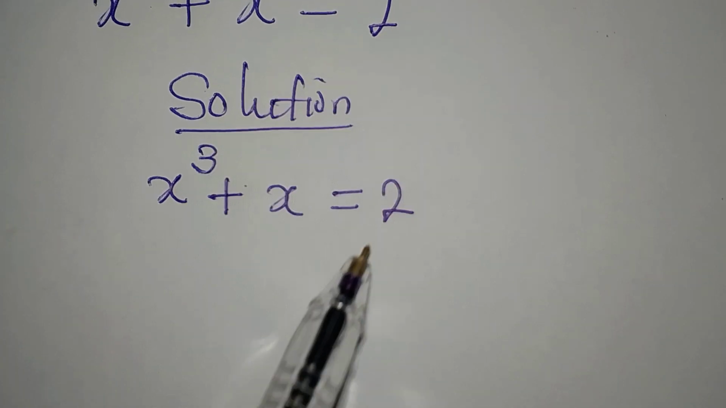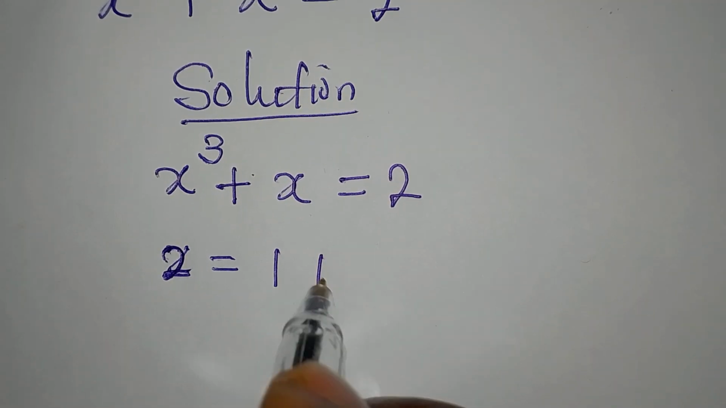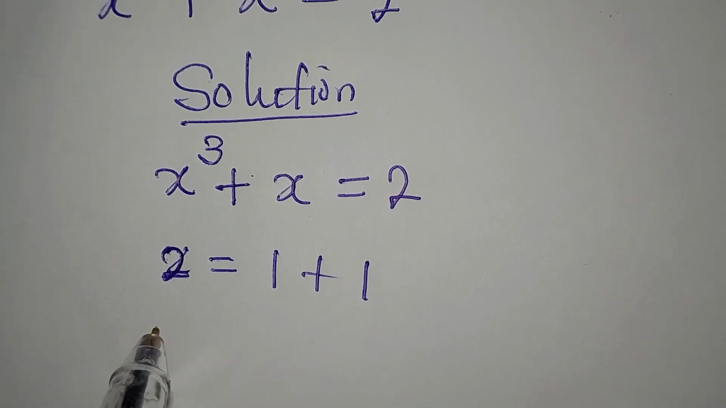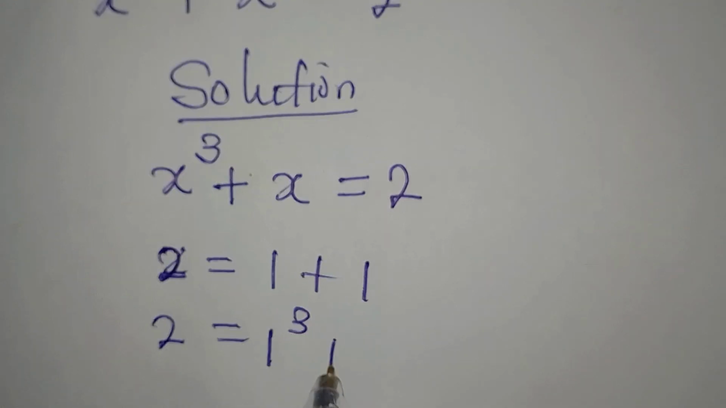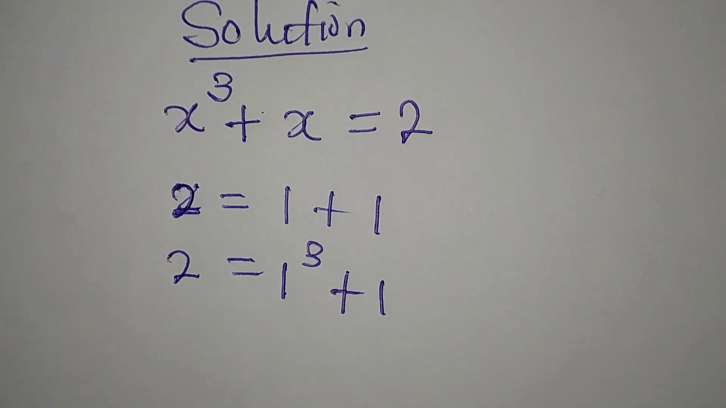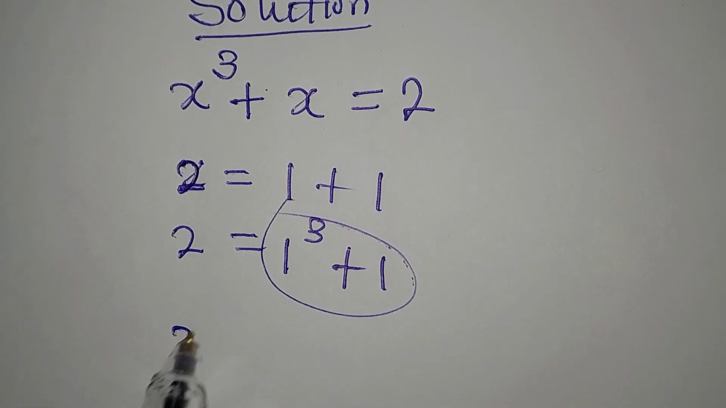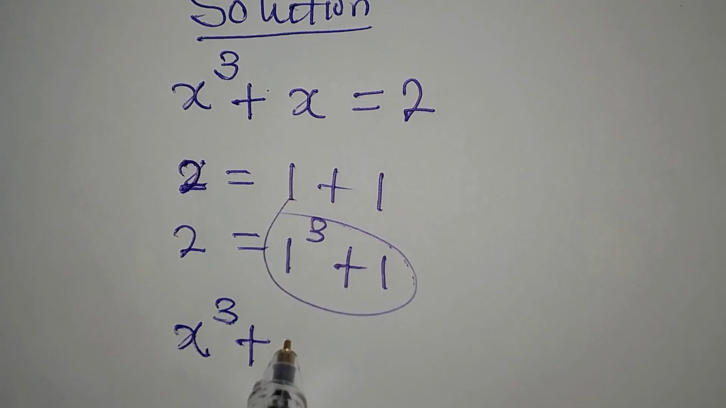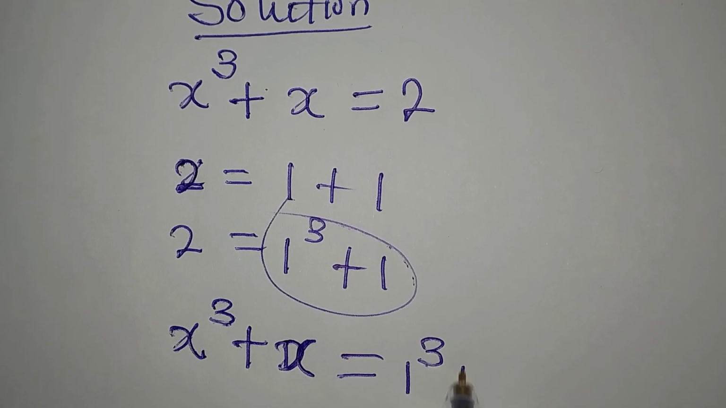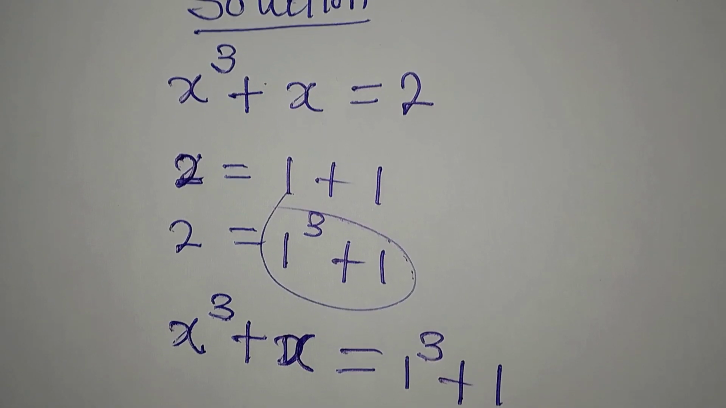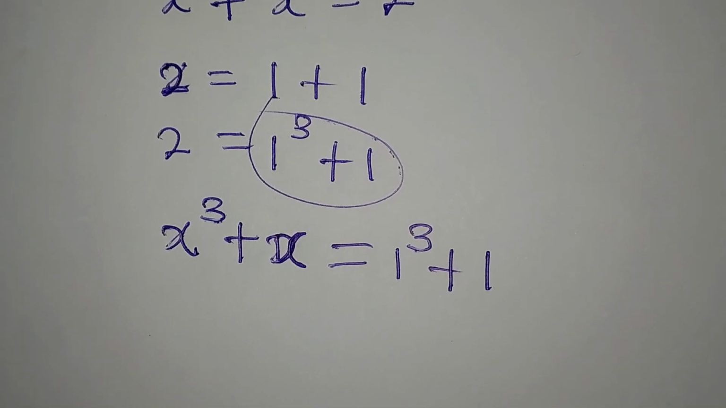We'll just go straight to the right because 2 is 1 plus 1, and then 1 plus 1 can still be 1 to the power of 3 plus 1. Then if you put this on the right hand side of the equation, you're going to have x to the power of 3 plus 1x equals 1 to the power of 3 plus 1. Okay, so now the left hand side and the right hand side are in the same form.